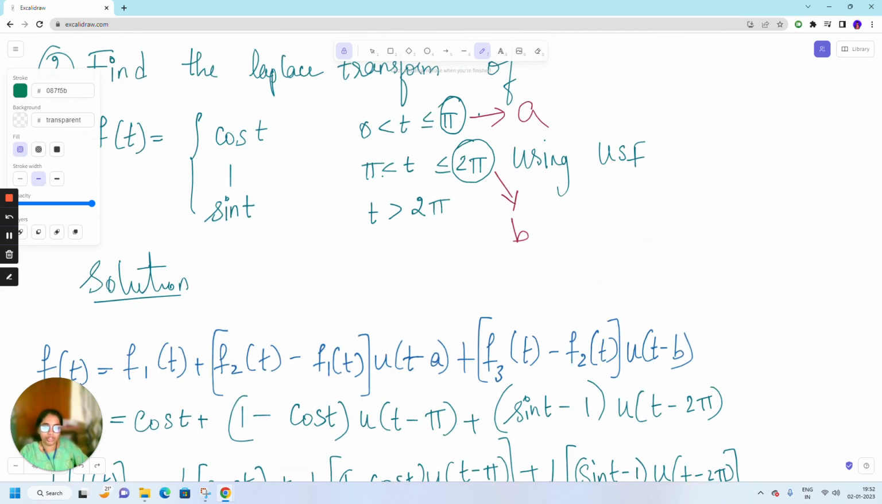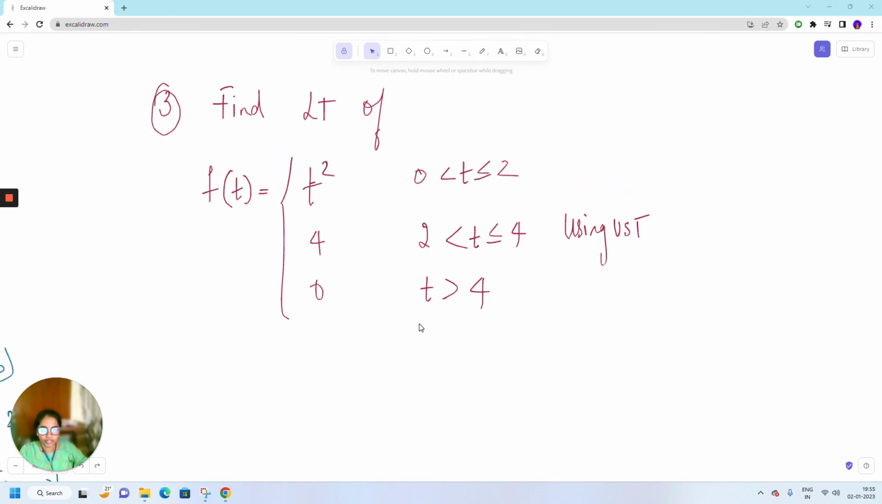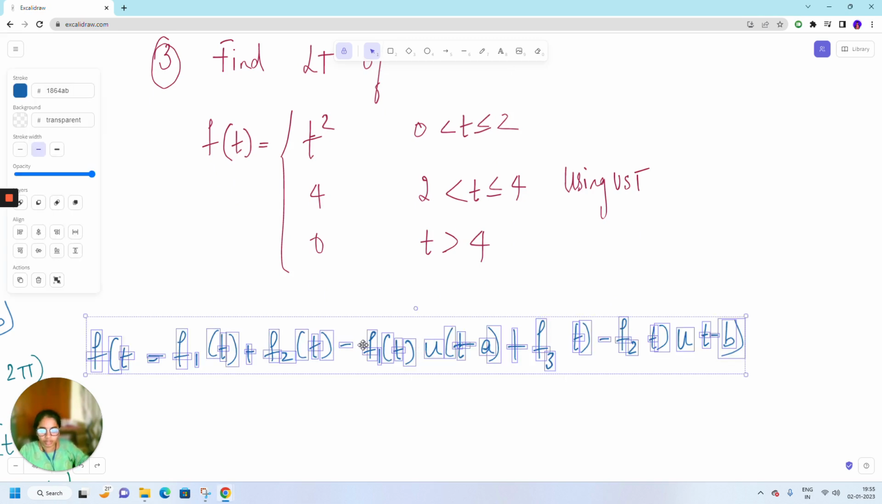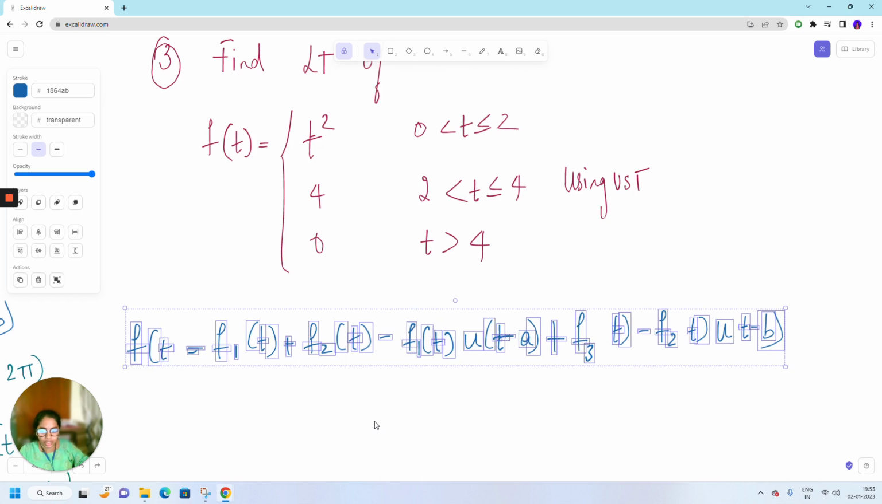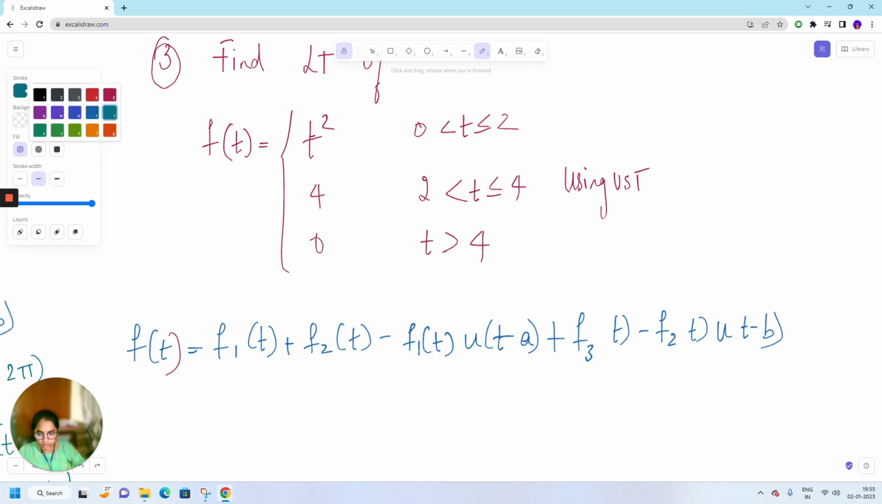Okay, so moving on to our next question, that is, find the Laplace transform of f of t, a given function, using unit step function. What is the first step? Write down the formula. Okay, what is the formula? The formula is f of t is equal to f1 of t plus f2 of t minus f1 of t. Okay, so this is the formula.